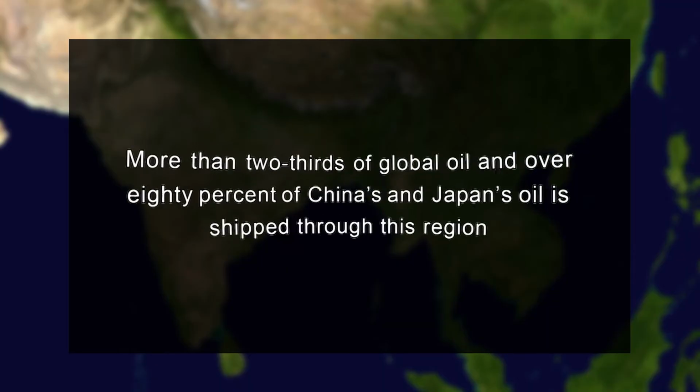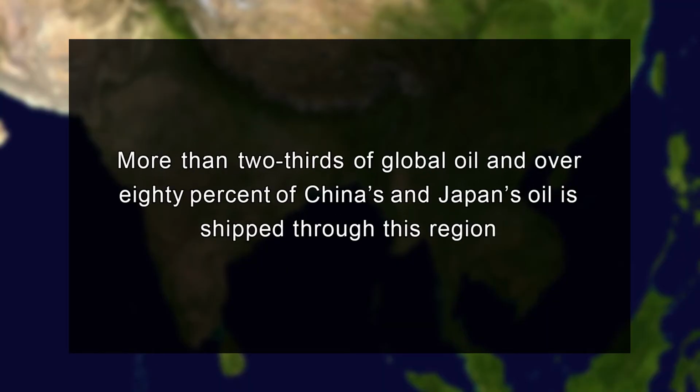Furthermore, this region has emerged as a vital intersection of maritime trade, connecting the producers of natural resources with the consumer states. More than two-thirds of the global oil and over 80% of China's and Japan's oil is shipped through this region. Approximately 50% of the global container shipments sail on these waters.